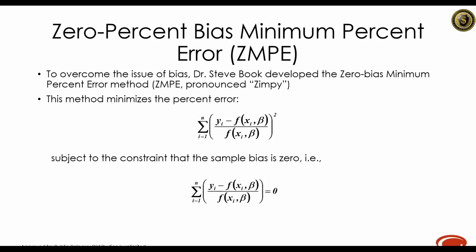Okay, so just to give a little more description of the methods that we use, and for additional details, you can find those within the paper. And so the first 2 methods are nonlinear, and the first is ZMPE, and this method is developed by Dr. Steve Book. And so it focuses on minimizing the percent error while incorporating a constraint that the sample bias is 0. And we calculate this method in Excel Solver.